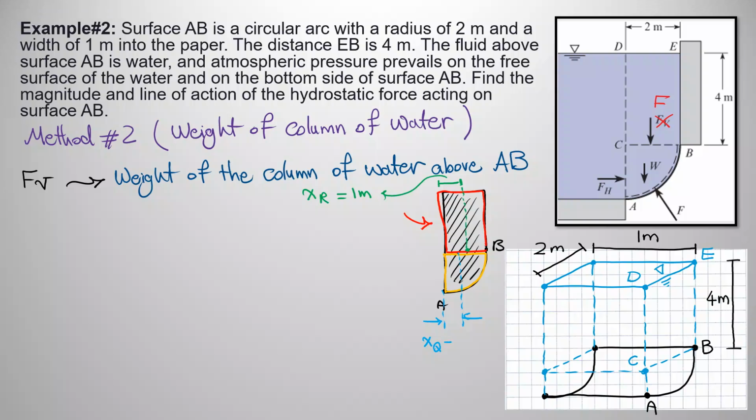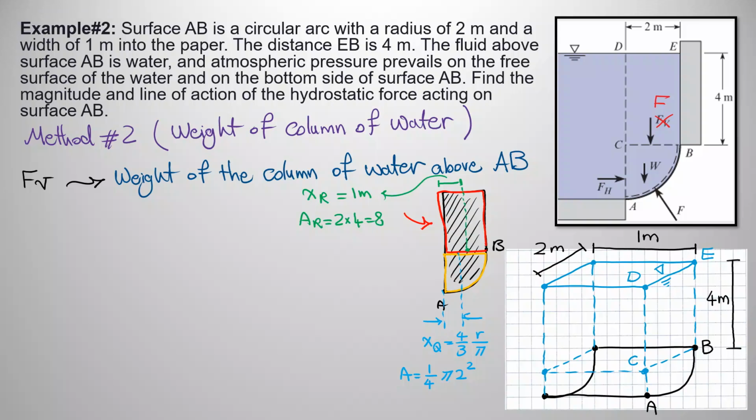X for the quadrant would be 4 divided by 3 times radius divided by pi. And that's the x for the centroid of the quadrant, okay? So also you can find the area of these two as well. So area of the rectangle is equal to 2 meters wide times 4 meters length, would be 8. And area of this quadrant would be 1/4 pi 2 to the power 2.